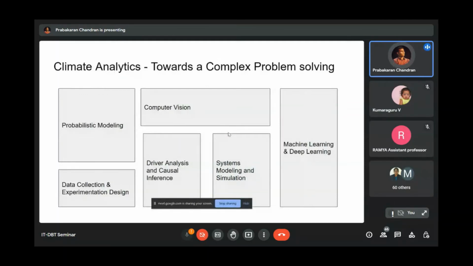One is data collection and experimentation design, because in the previous session, in the artificial intelligence session, we talked about big data architecture and collecting data from various touch points. But here, the data cannot be directly collected. We need to make some surveys. We need to utilize the government machineries to get the data.